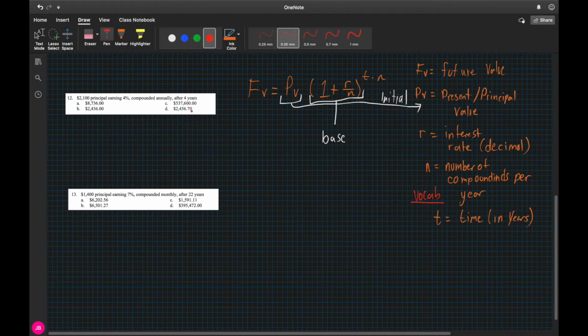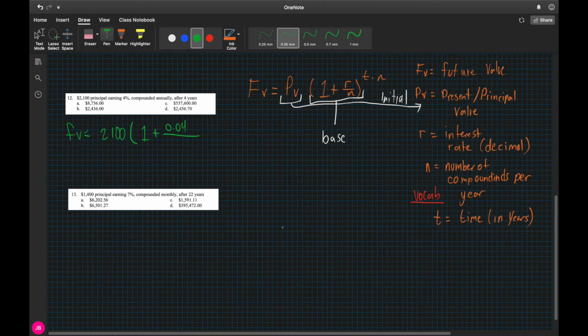So now let's look at a problem and see how we would apply this. This problem is asking us for our future value if we had 2100 as our principal value, earning 4% compounded annually after 4 years. So based on our formula, our future value is what we're looking for. So FV is going to be equal to my present value, which is 2100, times 1 plus 4% in decimal form, 0.04, divided by n.